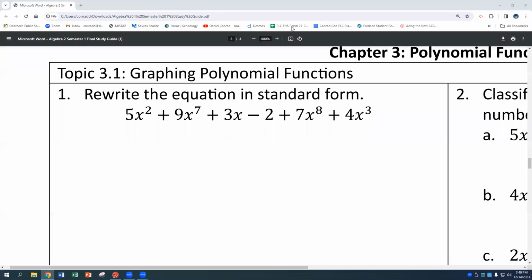Right, this is the second part, chapter 3, polynomial functions, review for the semester 1 final for Algebra 2. Okay, so standard form: write the polynomial in standard form. We want to write the highest exponent first.